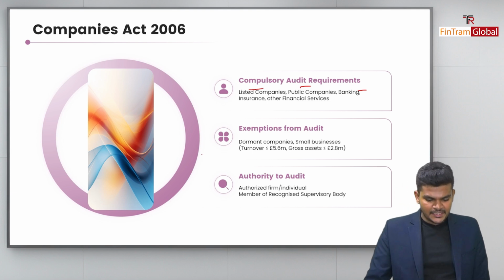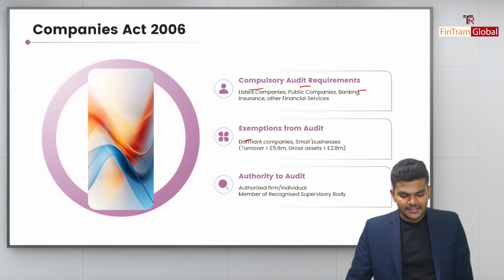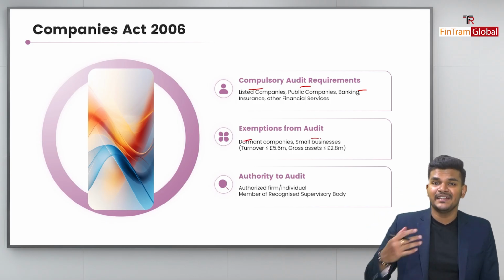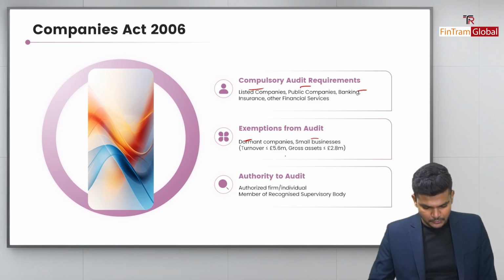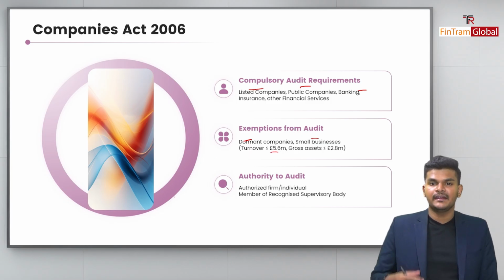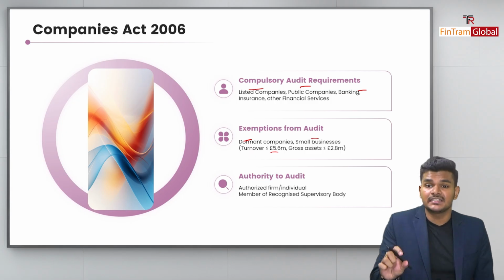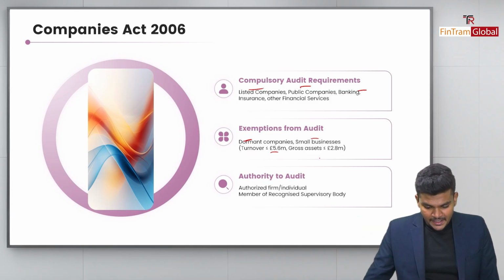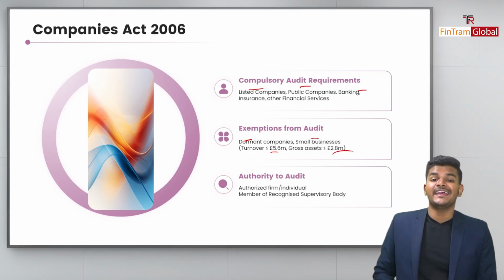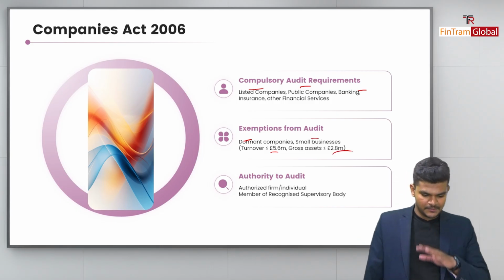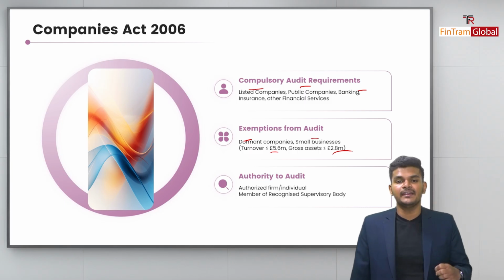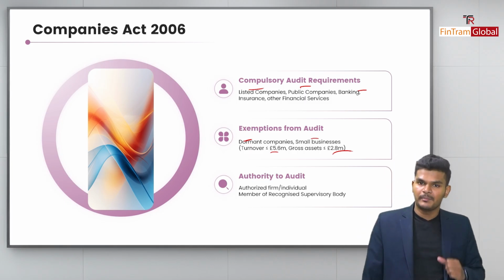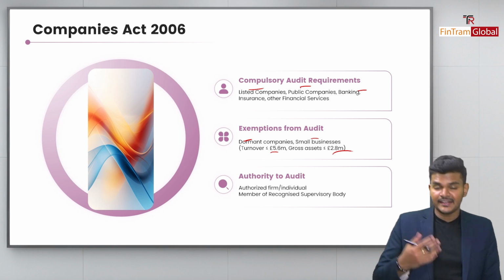Okay, folks. Exempt companies include dormant companies as well as small businesses. In order to meet the criteria of small businesses, you have to have a turnover of not more than 5.6 million pounds. Remember, guys, it's pounds, not dollars. So that's a common mistake that most people make. And then gross assets of 2.8 million pounds as well. Okay, folks. So that's basically the categorization of how you can be categorized as a small or owner-managed business and get exemption from audit.